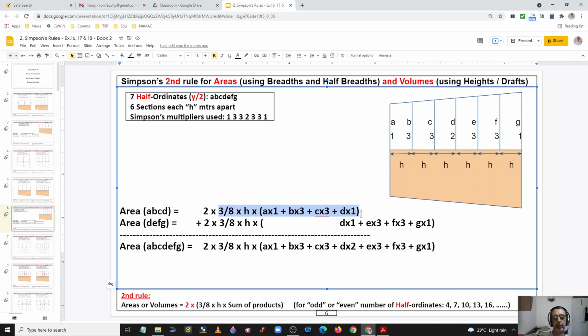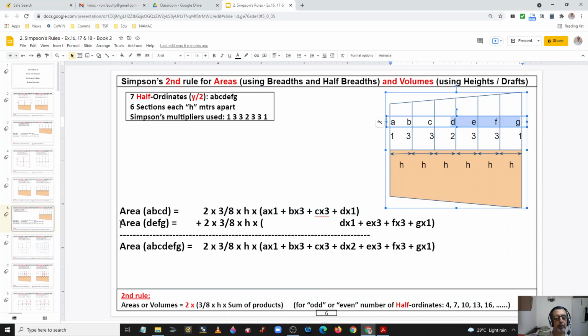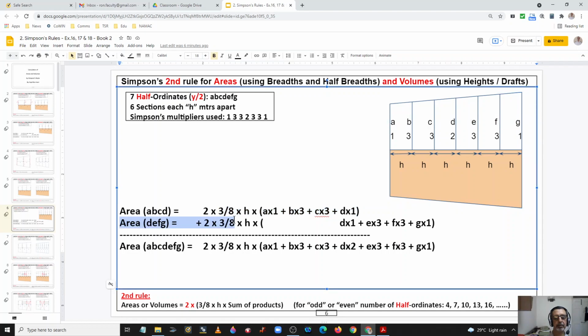And now if you have to calculate the area between the semi-ordinates D, E, F, and G, it would be 2 times 3 by 8 multiplied by h multiplied by D multiplied by 1 plus E multiplied by 3 plus F multiplied by 3 plus G multiplied by 1.